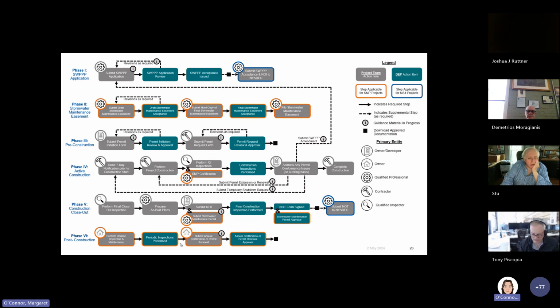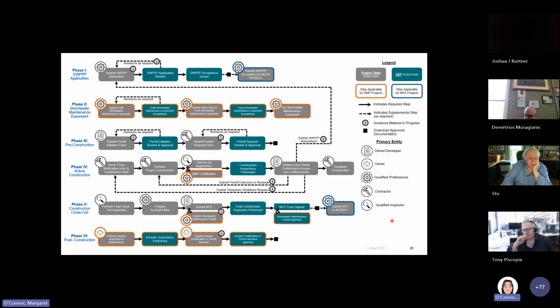So this is going to be a great page to print out when you get a copy of this presentation. This goes through each phase of the process and what needs to be done and by whom. And they put in the icons so it's easy to identify who is responsible for what.